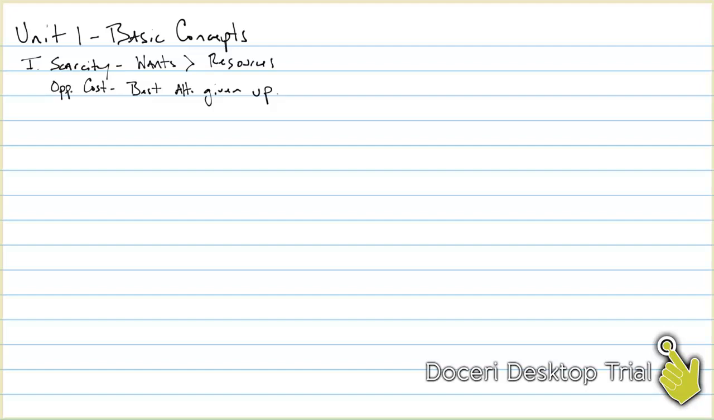So if you're gonna make more pizza, then you got to give up Doritos. So the opportunity cost could be Doritos or pizza, things like that. Okay, remember that definition though.